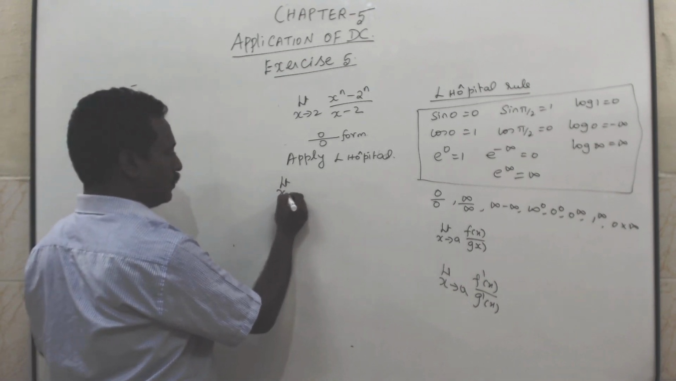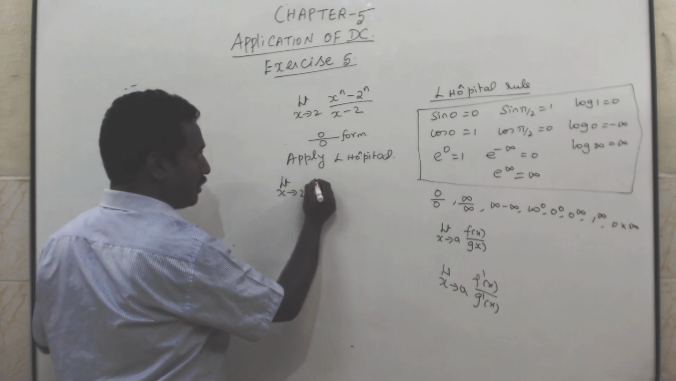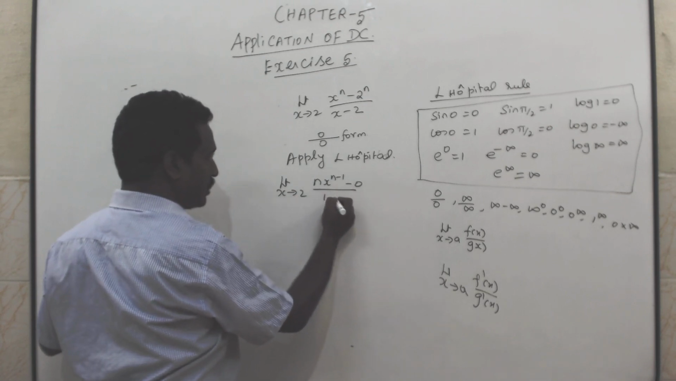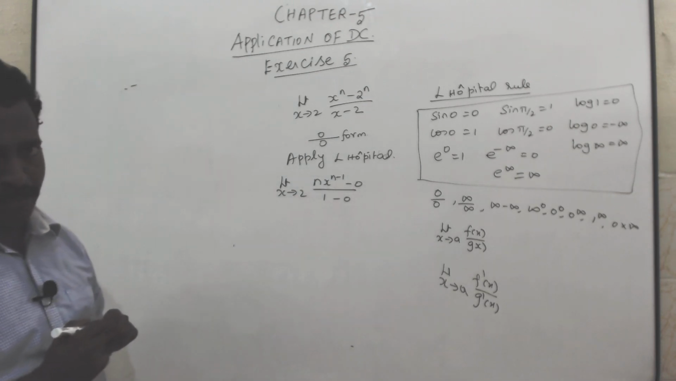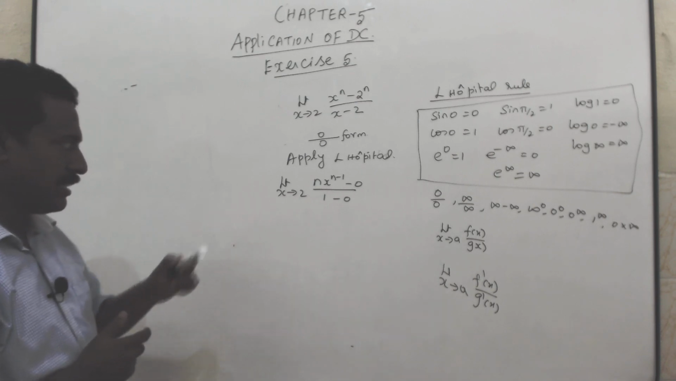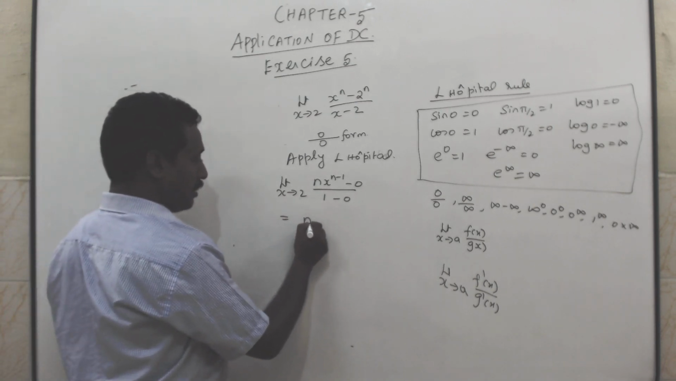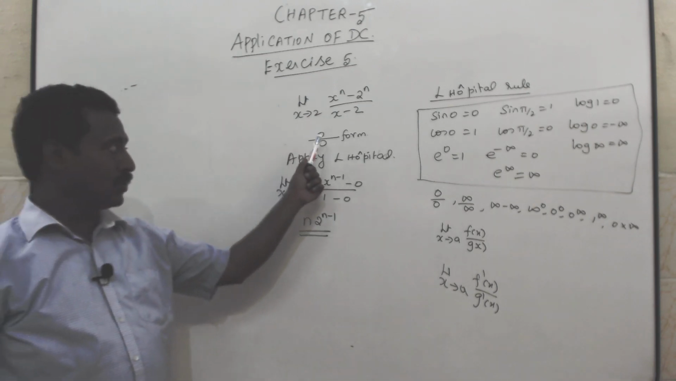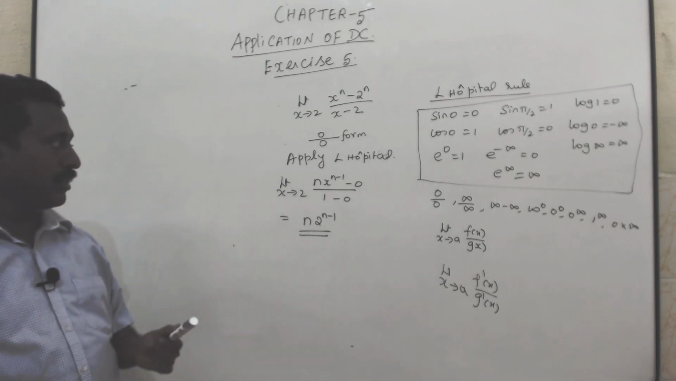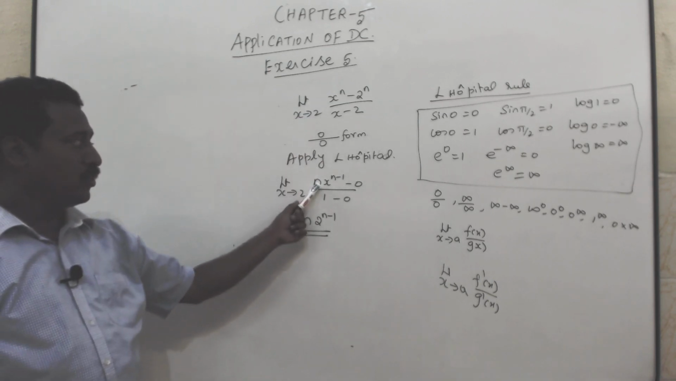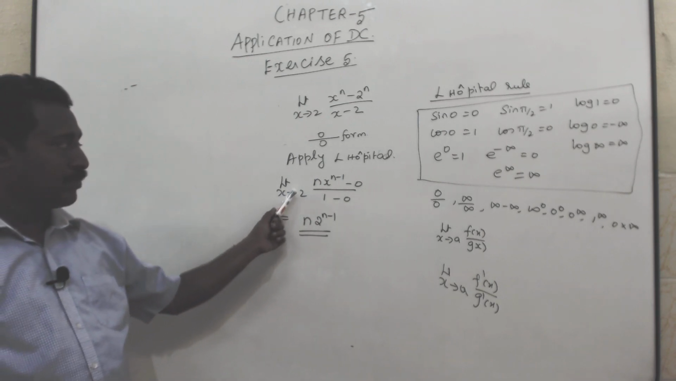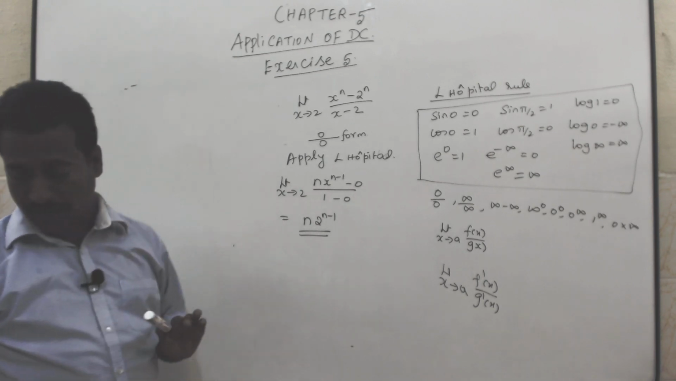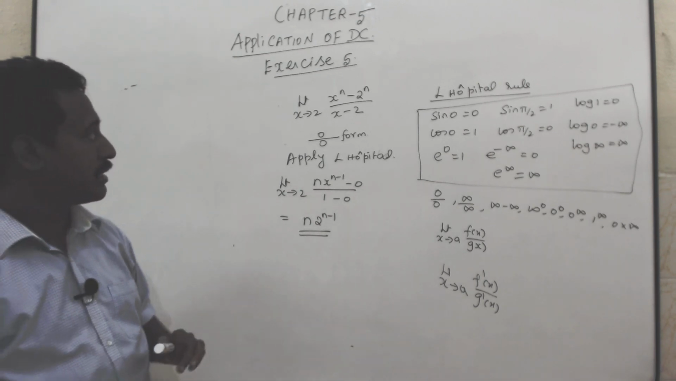Limit x tends to 2: differentiation gives n x power n minus 1. Here there is no x, that's why 0. Differentiation of x is 1, differentiation of 2 is 0. After differentiation, substitute x equal to 2, that is n 2 power n minus 1. First step, when we put x equal to 2, that is 0 by 0 form, apply L'Hospital rule: differentiate numerator and denominator separately, then substitute x equal to 2, that is the result. Is it clear? Now sum number 5 in exercise 5.6.